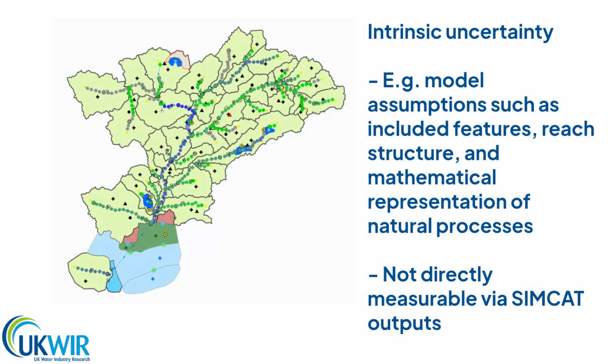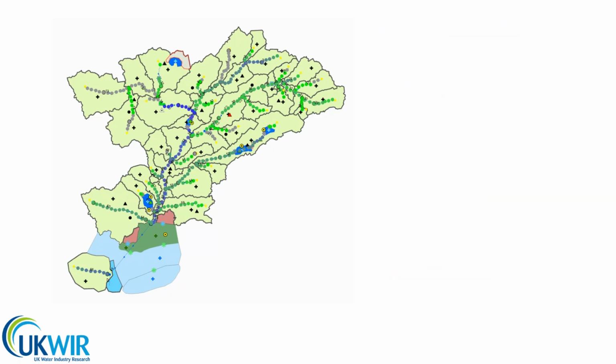Now, intrinsic uncertainty cannot be directly quantified, but we know it exists. This is the uncertainty that comes from the actual methods that the model uses to represent reality. So, for example, a key uncertainty in SIMCAT is that some sources of pollution are not taken into account. For example, small sources may be missed by mistake if they do not appear in the model. River reach structure, and in general simplifications that we have seen throughout this video that we make to represent, for example, the river purification processes via a simple decay equation.